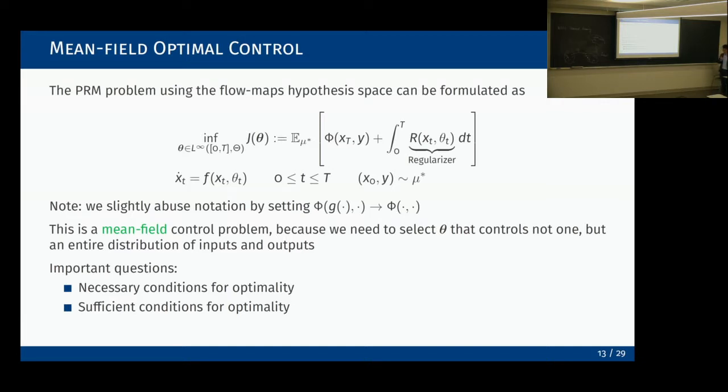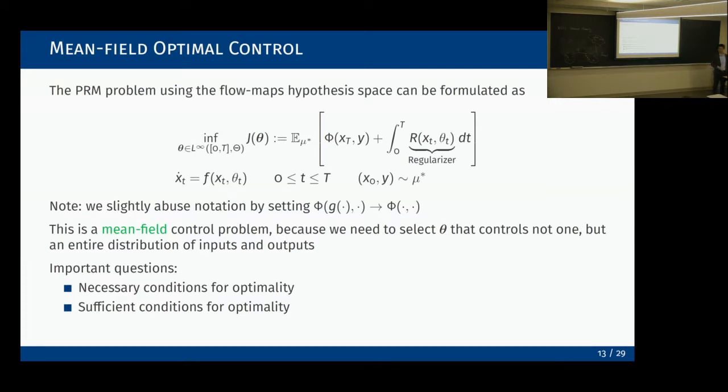If you are familiar with optimal control and calculus of variations, you will see that this is very similar to a calculus of variations problem. You're trying to minimize over a curve of some function. But the key difference here is this part. The initial condition of this differential equation is actually distributed according to some distribution, and the terminal loss also depends on this distribution.